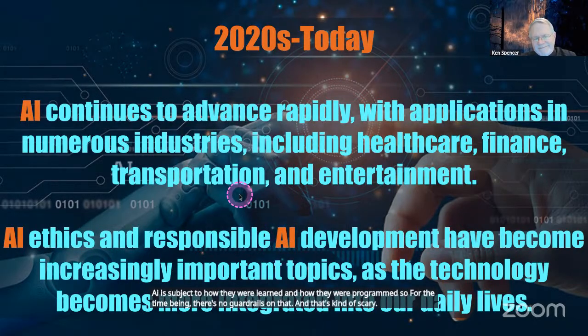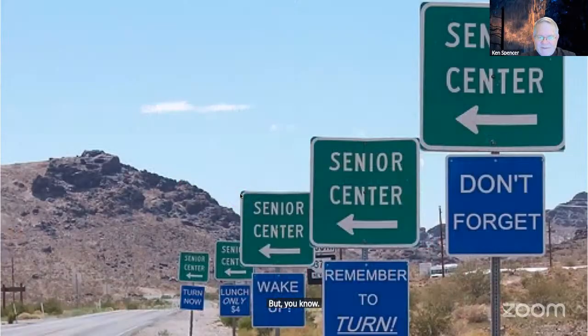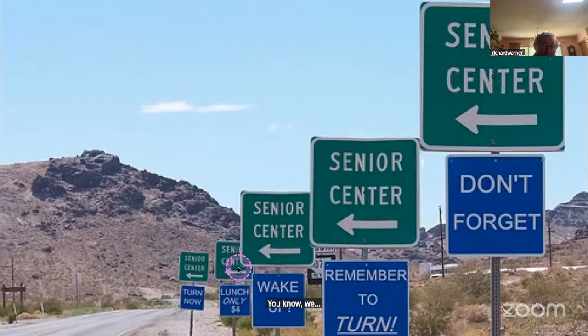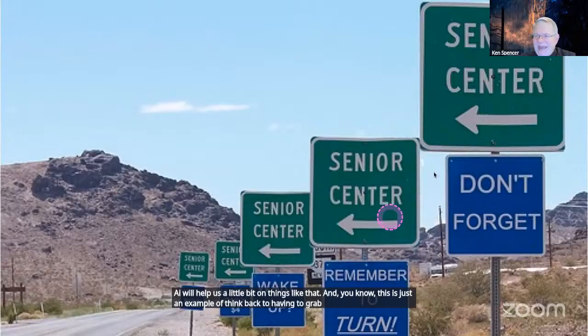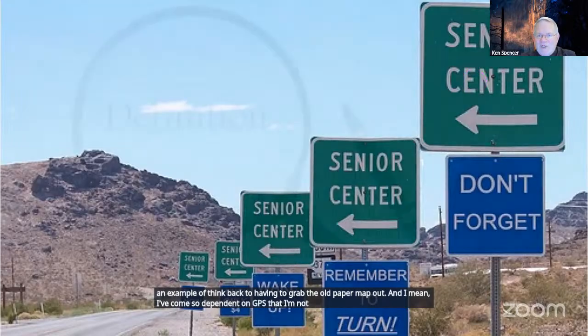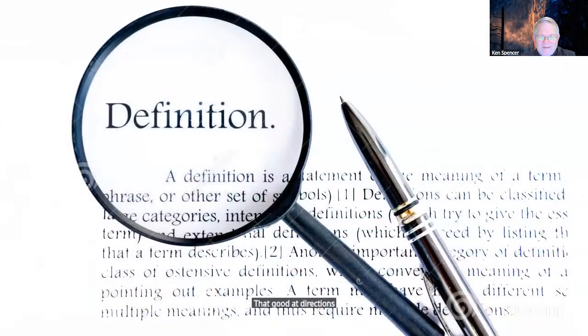But it's tough. And as we get older, AI will help us a little bit on things like that. And this is just an example of, think back to having to grab the old paper map out. I've become so dependent on GPS that I'm not that good at directions anymore.